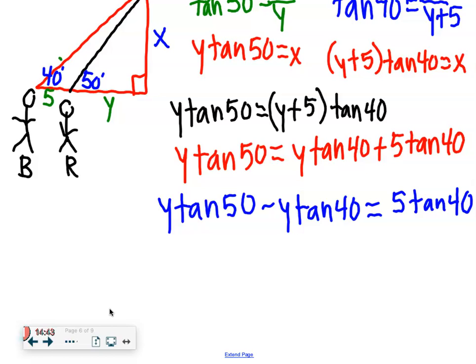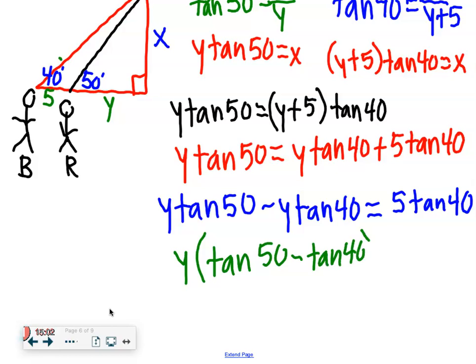So then you just, what can I factor out of both of these? A y. So now, what's left of this if I take away y? Tan 50. Minus what's left over here, tan 40, equals 5 tan 40. I think we just took a big step.